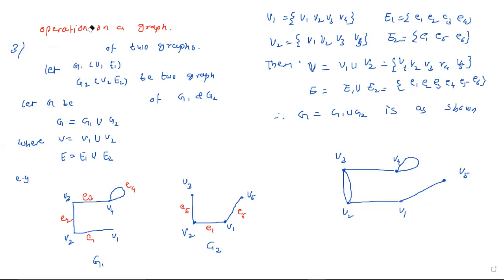Next concept is the ring sum of two graphs. Okay, so we are going to take the same example again. Here we have G1, G2. This will be different. This is the same.